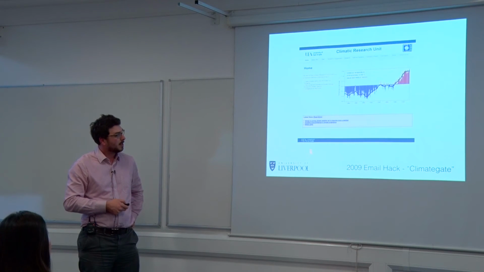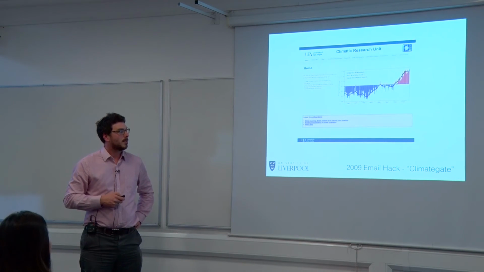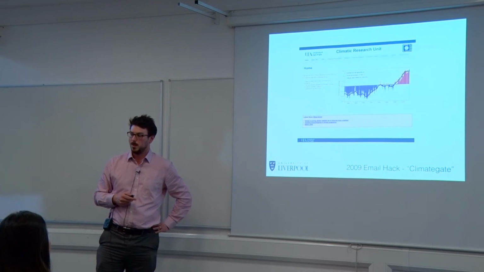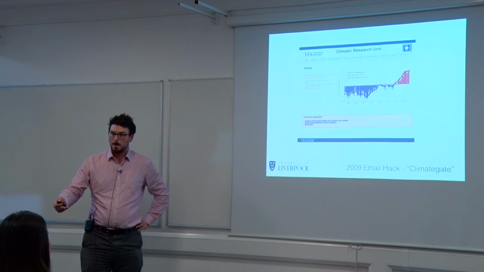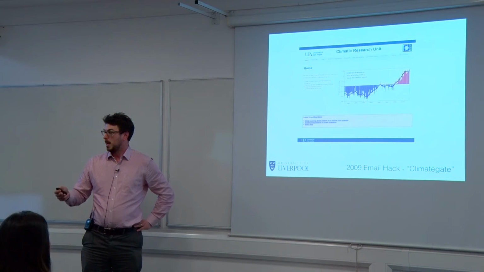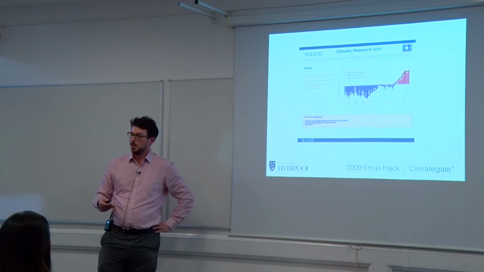Another example is what was referred to in the popular press as Climategate, which referred to an email hack on climate research units at the University of East Anglia. A series of email discussions were essentially hacked and made public. And then there was some debate about some of the claims that the scientists were making about climate change on the basis of this. And there was a call for them to put their models into the open.